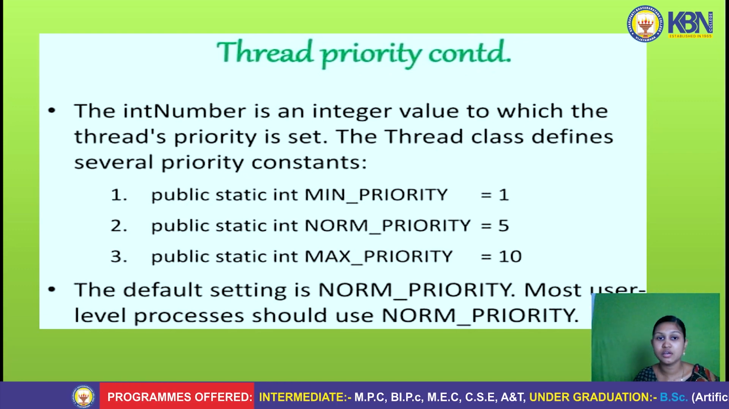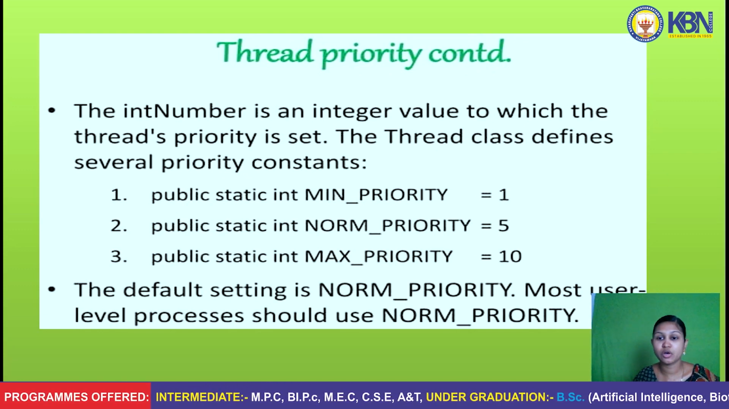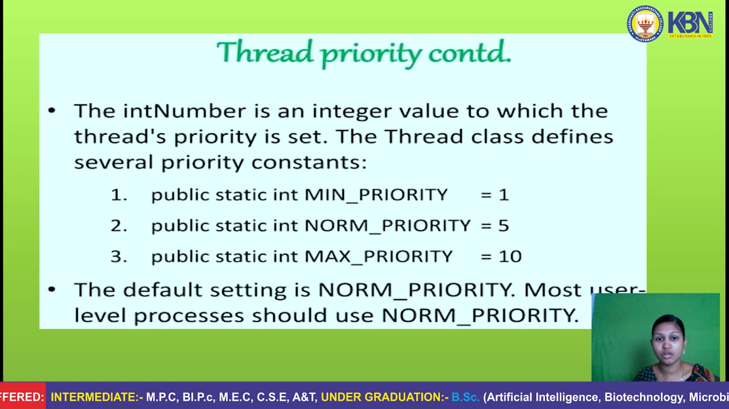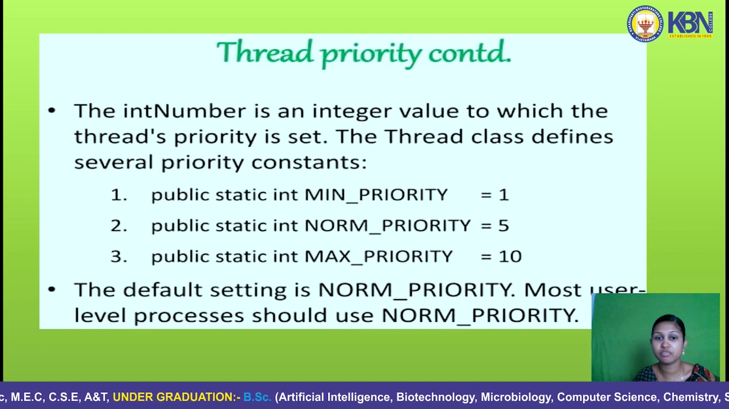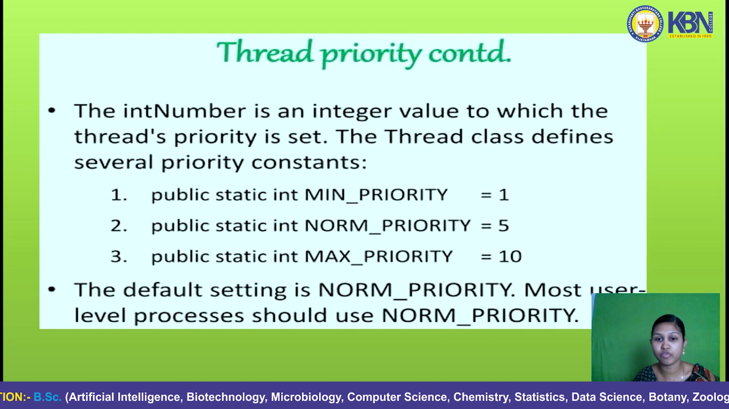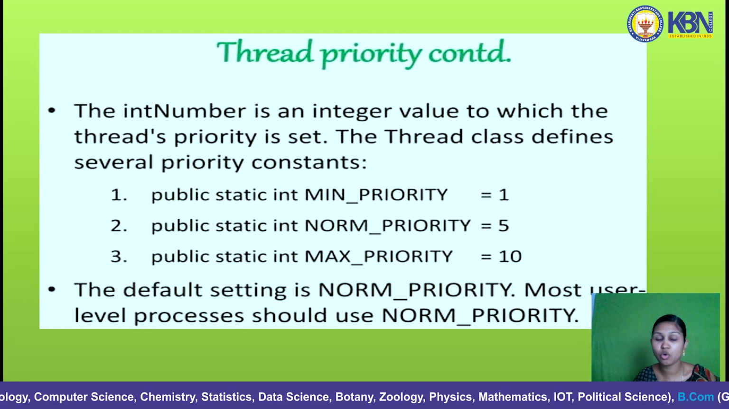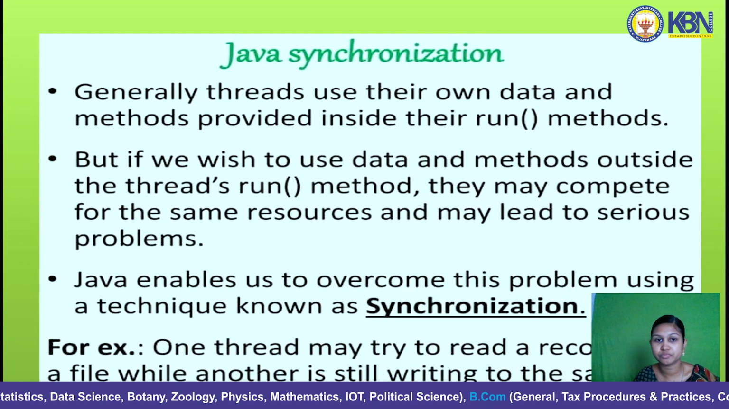Here, let's see. There are three types of priorities: minimum priority, normal priority, maximum priority. Minimum priority means it will be given only the value 1. Normal priority means it will be given the value 5. Maximum priority means it will be given the value 10. These priorities depend on how the threads execute in the multi-threading concept.